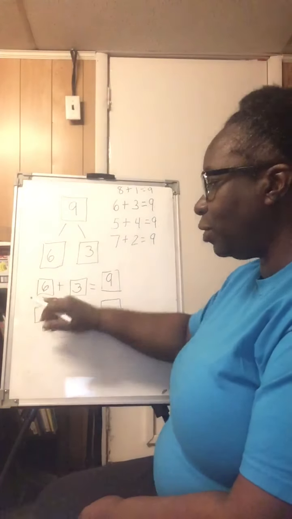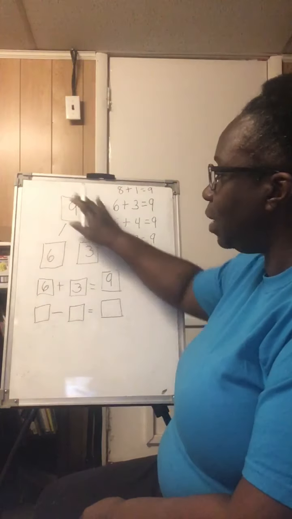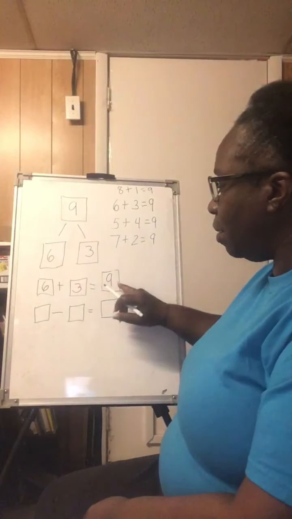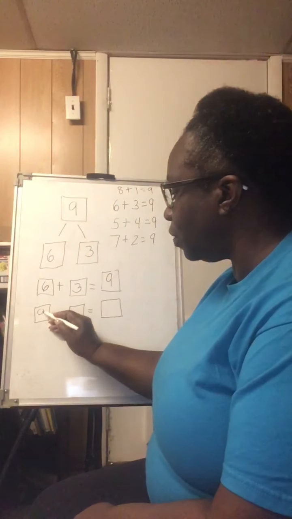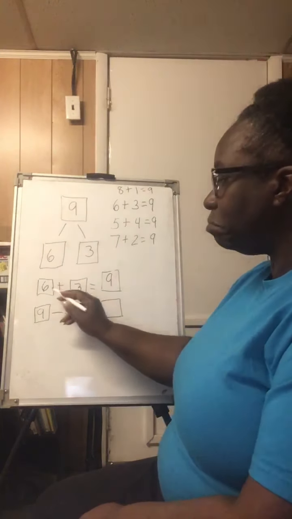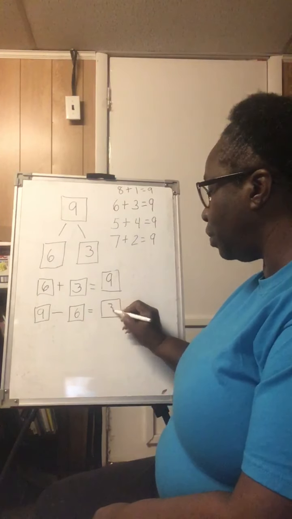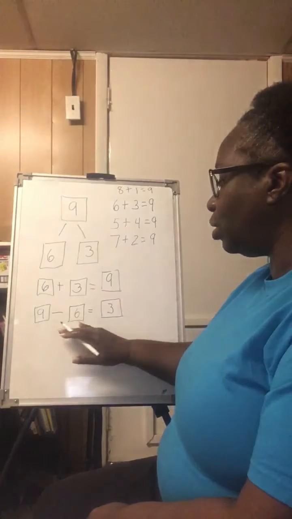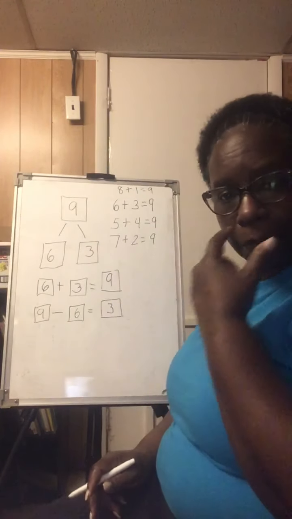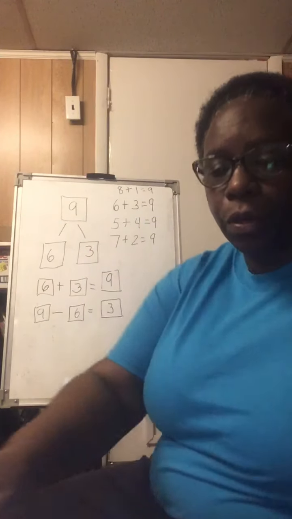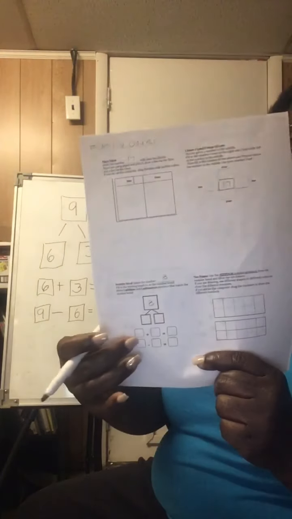Now that's my adding, but I'm going to use the same numbers to make a subtraction. But I'm going to take my 9 and put it first. 9 minus, I could say 9 minus 6, and this equals 3. Or I could have said 9 minus 3, which would have been 6. Okay? So that's how you're going to work your number bond.